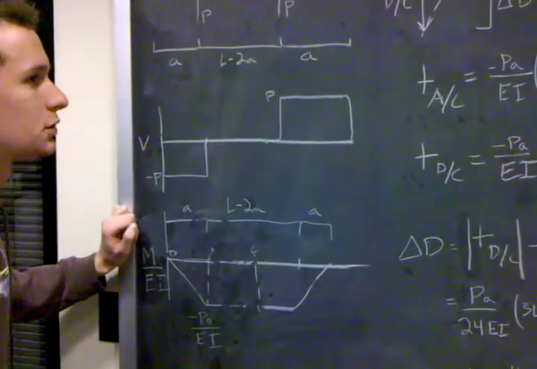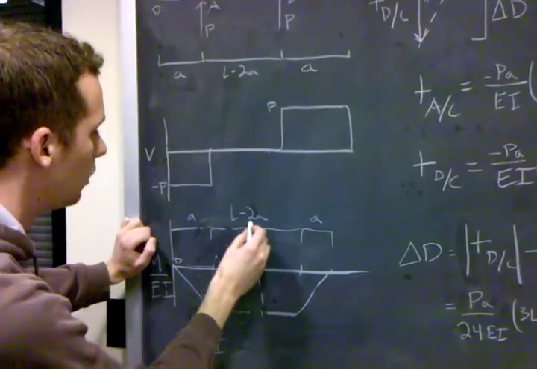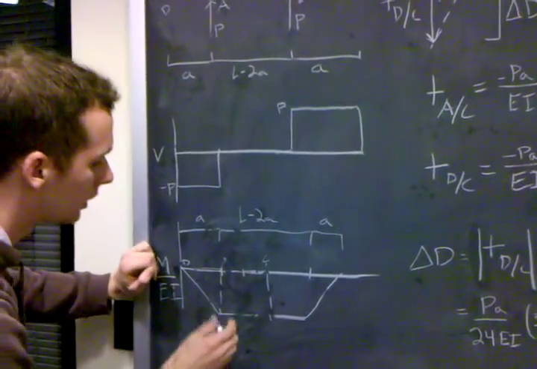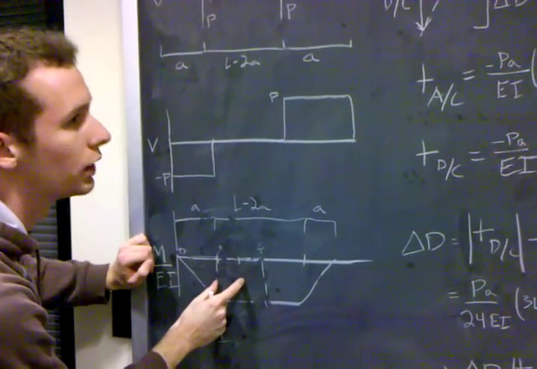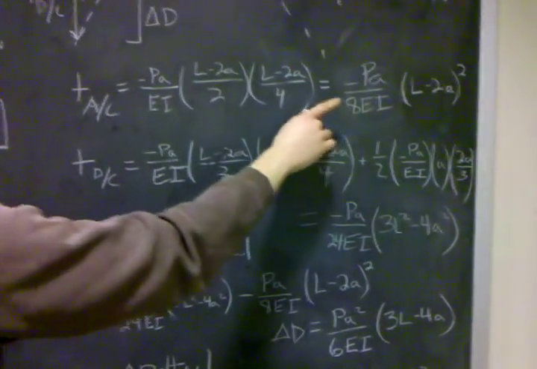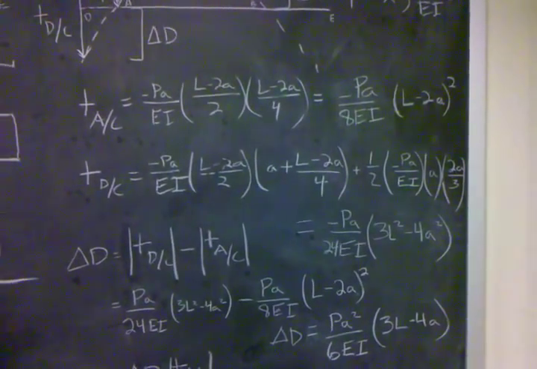And then for our x bar term, we're going to have L minus 2A divided by 4, because we want this distance right here, since we're taking the distance from A to the centroid of the square. So solving this, we get negative PA over 8EI times L minus 2A squared.